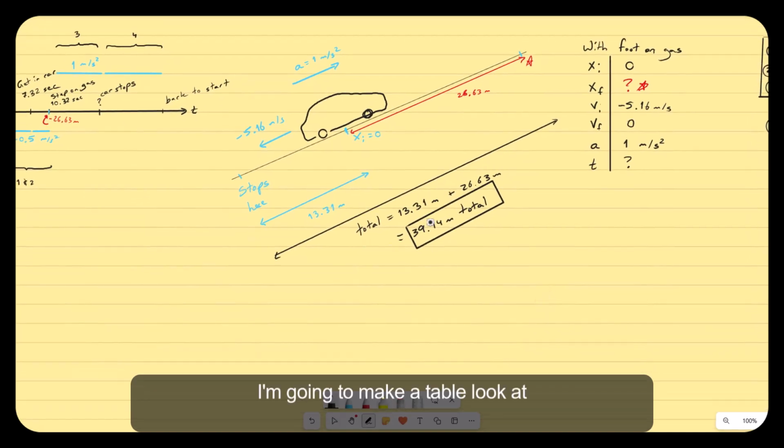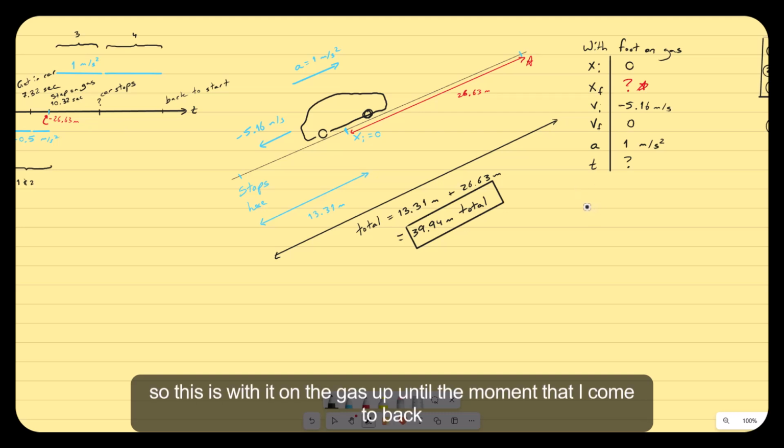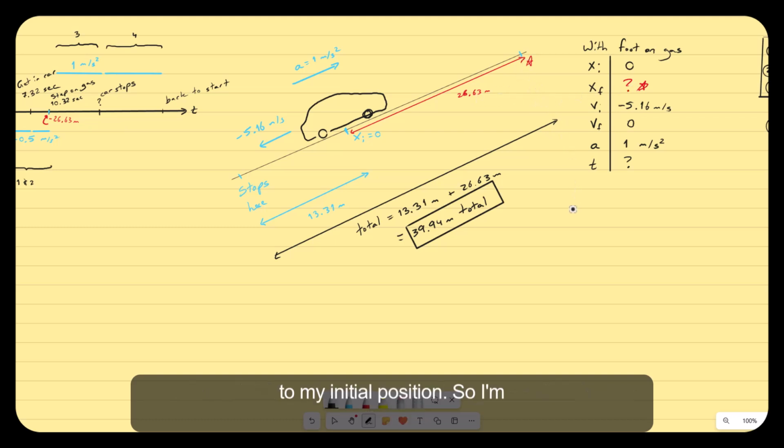I'm going to make a table again. So this is with foot on the gas up until the moment that I come back to my initial position. Foot on gas until we're back to the start. It's a long title for a table, but so it is.